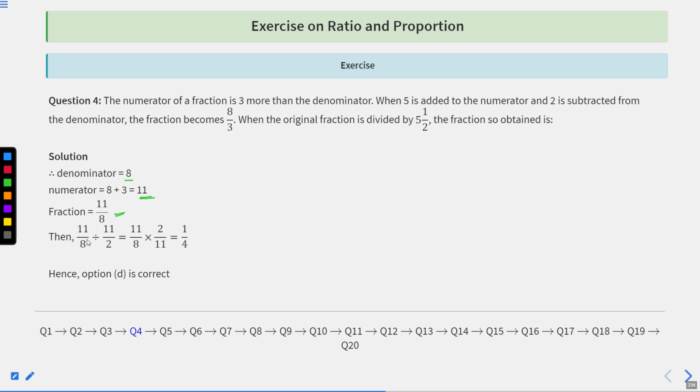And when 11/8 is divided by 11/2, where 11/2 is nothing but this mixed fraction, it will be 11/8 into 2/11, that is equal to 1/4. So the fraction so obtained when the original fraction is divided by 5 1/2, the answer will be 1/4. So the correct option here is option D.